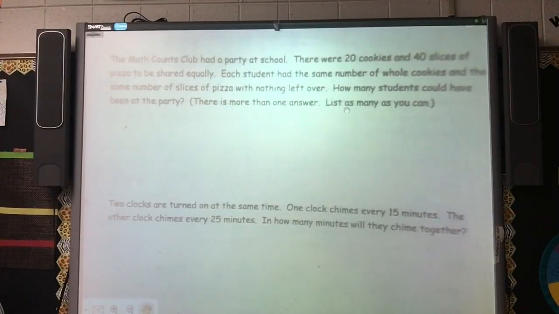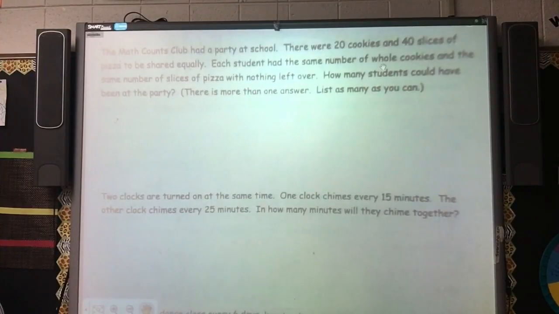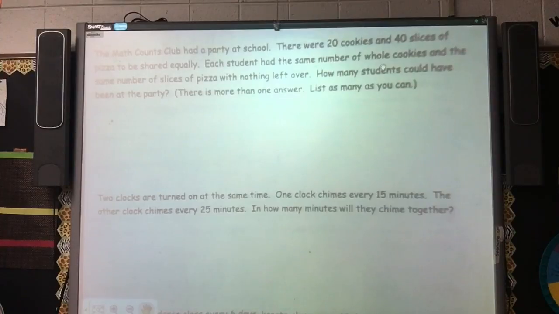2 clocks are turned on at the same time. One clock chimes every 15 minutes. The other clock chimes every 25 minutes. And how many minutes will they chime together? Again, when will it come back together? Doesn't say anything about greatest. That should be least common multiple.